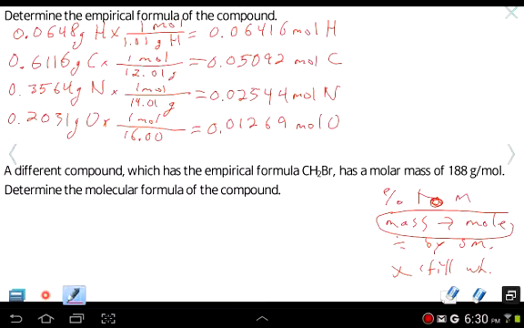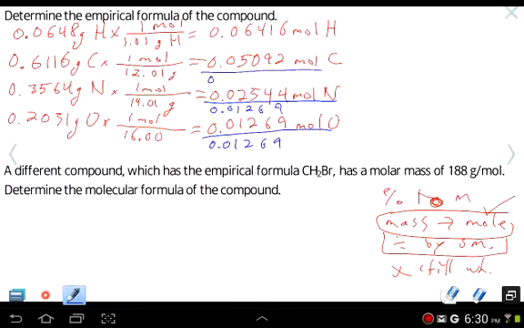So mass to mole is good. Next, let's go ahead and divide by small. The smallest number here looks like the oxygen, so we will divide everything by 0.01269. And this will give us the rough mole ratio of these. Oxygen obviously becomes 1. And the whole point of dividing by small is so that you can get the small number to be 1, and then everything else in a ratio to that 1.